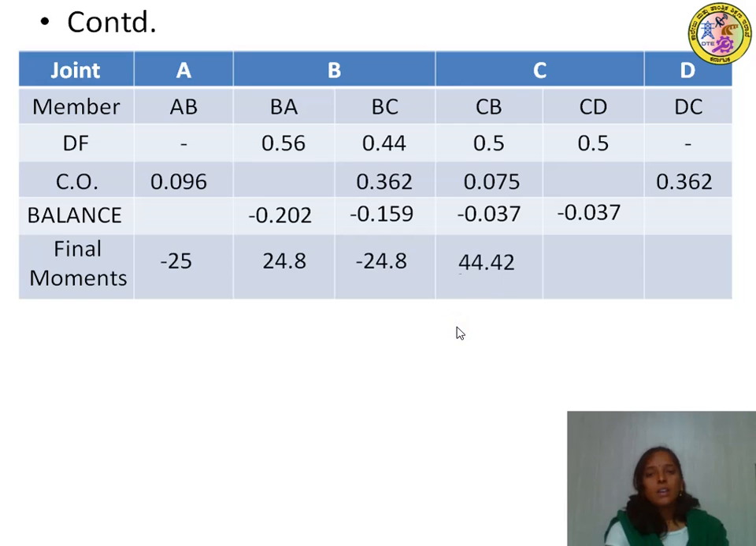Next, under C, if you add all the values, the moment at member CB is 44.42, and for CD it is minus 44.47. So the difference is very less, 0.05. Okay, so that is permitted. That difference is because of the rounding up errors. Okay, so next for member DC it is 45.